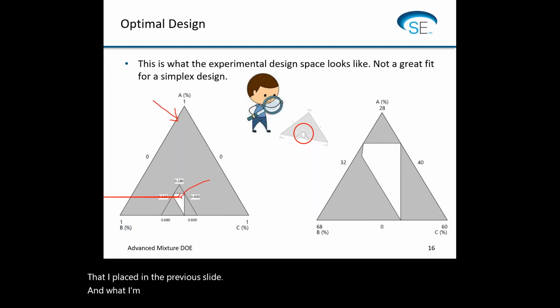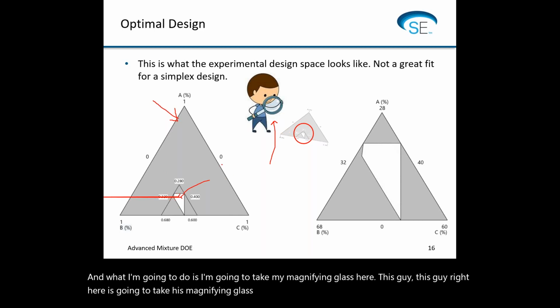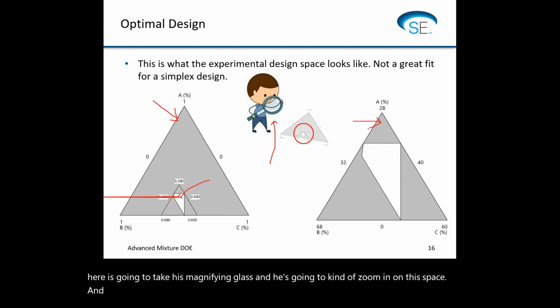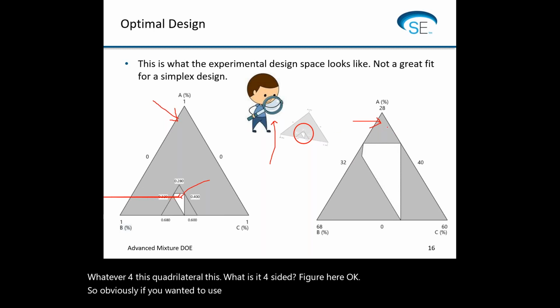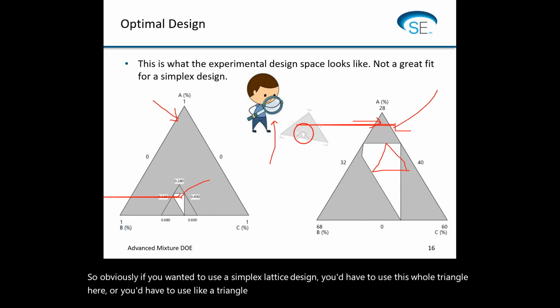And what I'm going to do is take my magnifying glass and kind of zoom in on this space, and then we get this space here. So what that does is basically draw a triangle around this quadrilateral, this 4-sided figure here. Okay. So obviously, if you wanted to use a simplex lattice design, you'd have to use this whole triangle here, or you'd have to use a triangle somewhere in here. So this is a case where an optimal custom design is a total slam dunk.